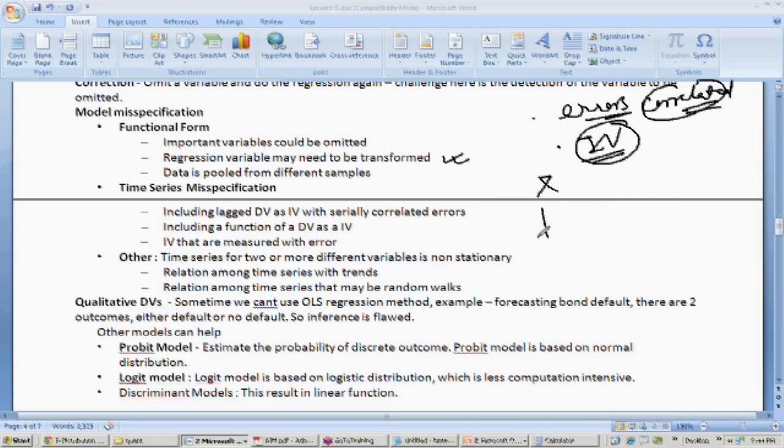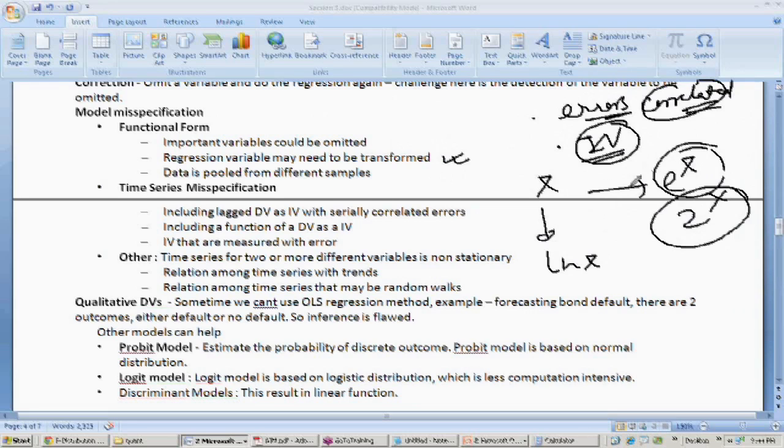So here, let's say instead of x you take ln x. Maybe you could have taken e to the power of x or 2 to the power of x. It would have solved your problem. So regression variables may need to be transformed. That is a functional form issue.